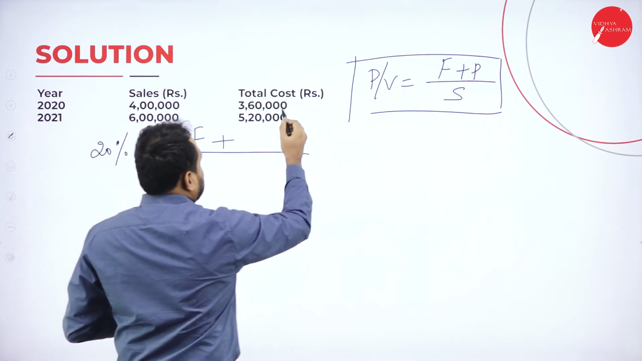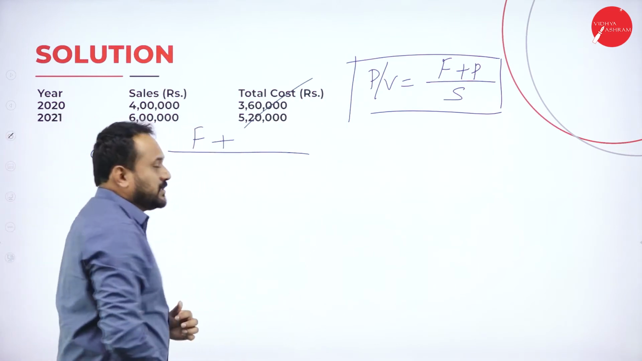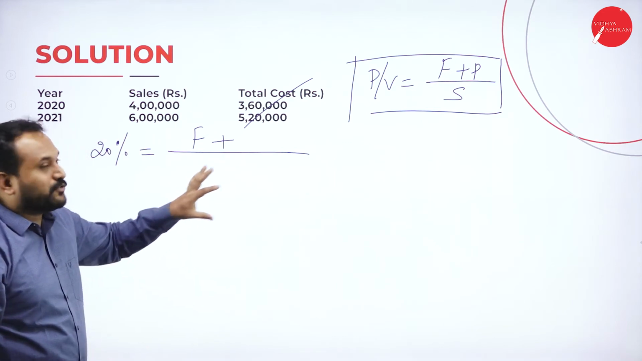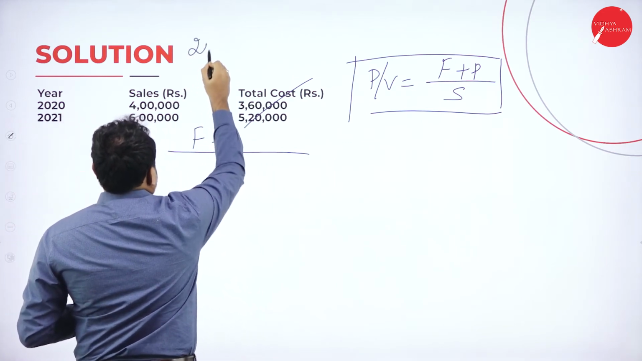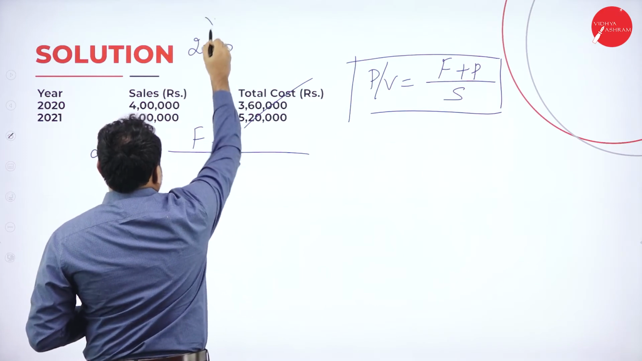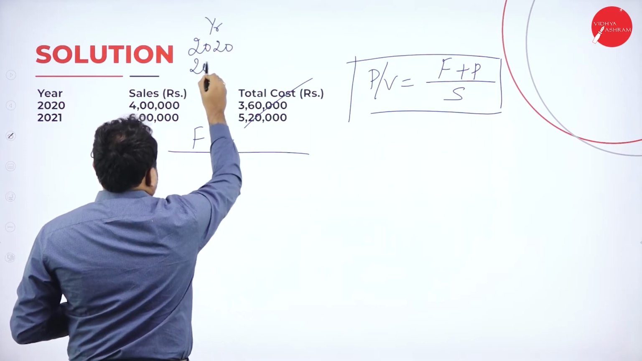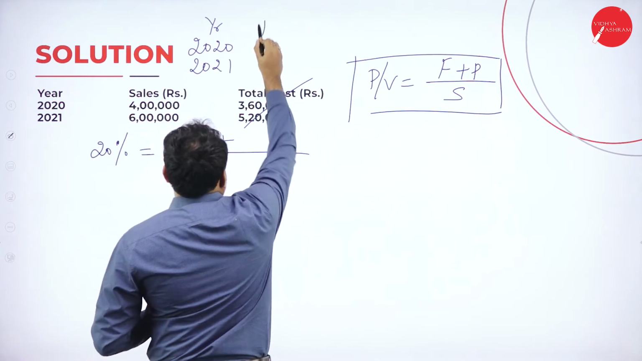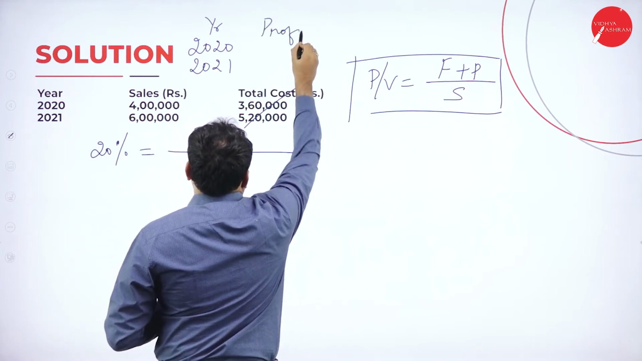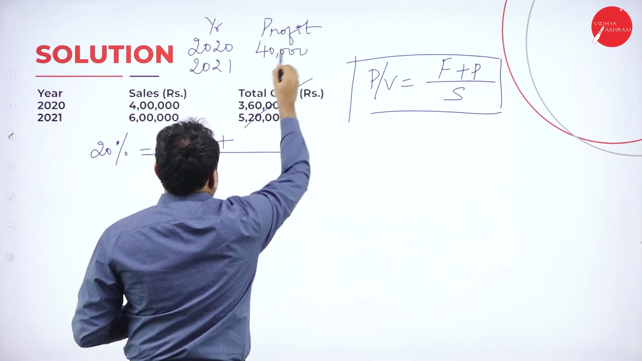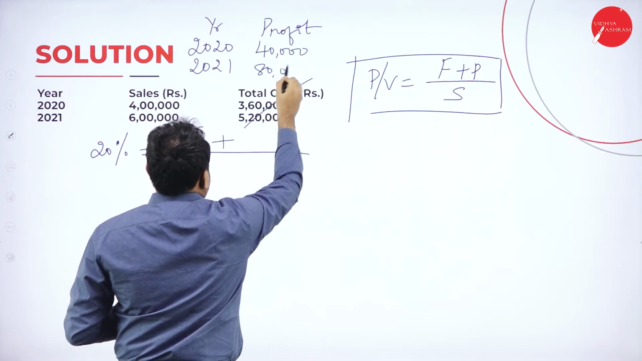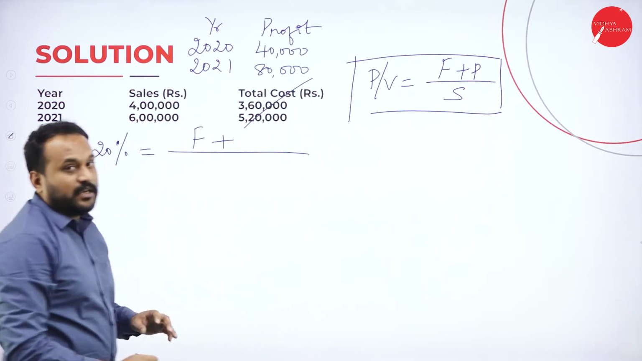Now total cost is given. Right now we don't need total cost anywhere. So instead of total cost, what is it that we know? We have 2020 and 2021, and we are supposed to go with our profit. Now profit was how much? 40,000, and the next one is 80,000. This is what we have actually found out.